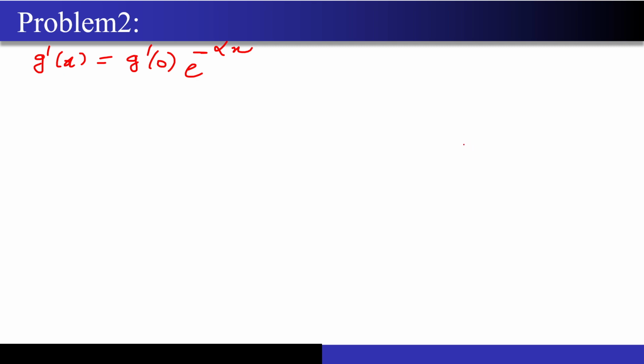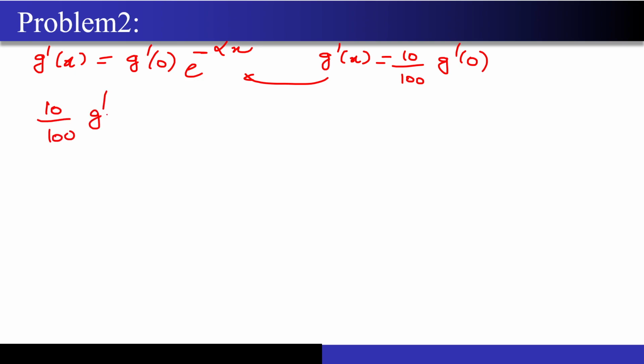Now what they are asking is: at what distance in the semiconductor does the generation rate drop to 10% of its value at the surface? That means g dash of x is 10 by 100 of g dash of 0. I just have to substitute this over here and I will get my answer. 10 by 100 into g dash of 0 is equal to g dash of 0 into e to the power minus alpha x.